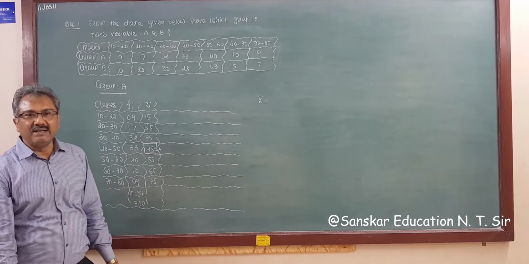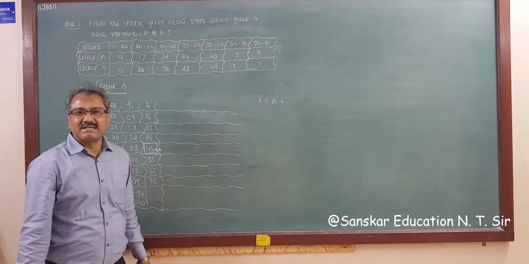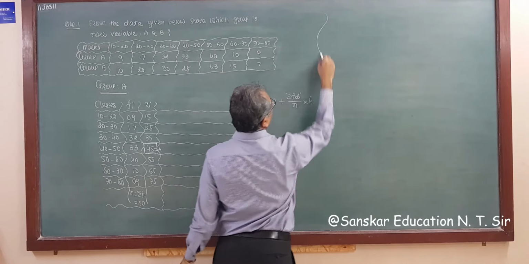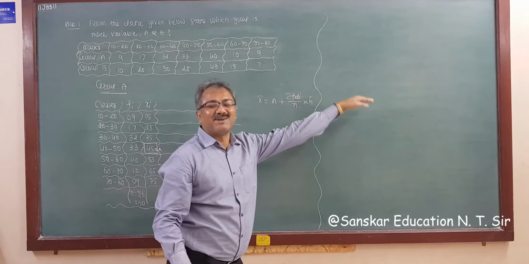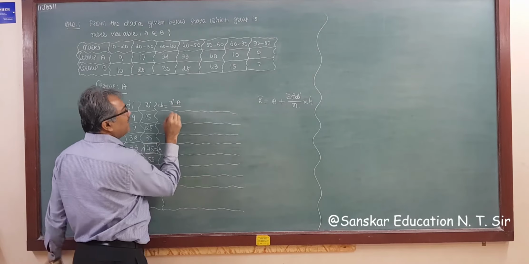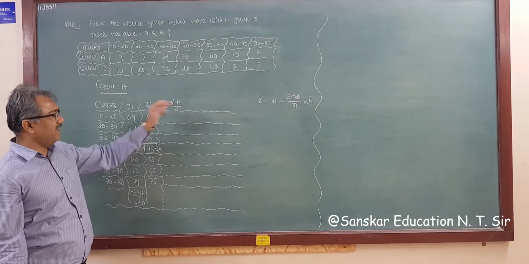The formula for mean: X bar is equal to A plus sigma Fi Di upon N into H, that is class length into H. So this is the formula. This is for group A and this space is for group B. So now this is Fi Xi. Xi is here. Now we require Di, and you know, Di is equal to Xi minus A upon H, that is class length. So before that we have to find out A.